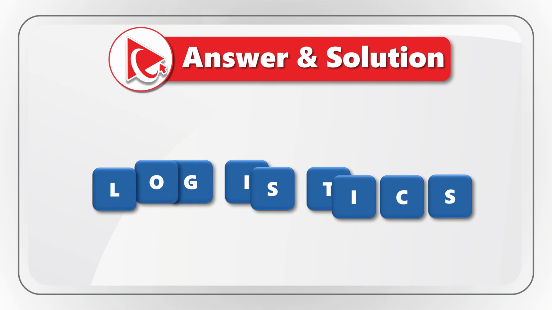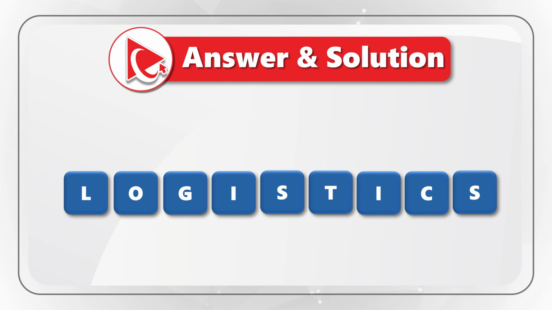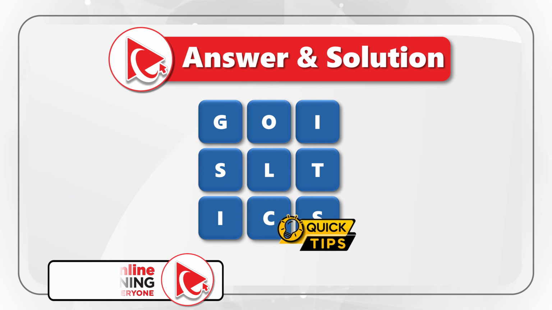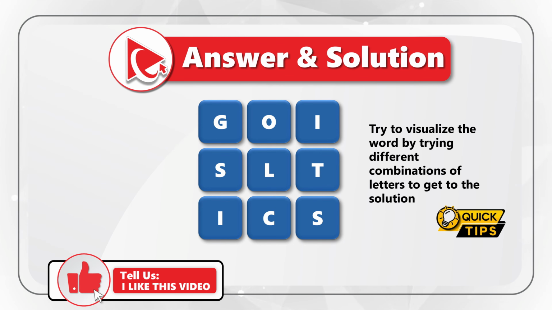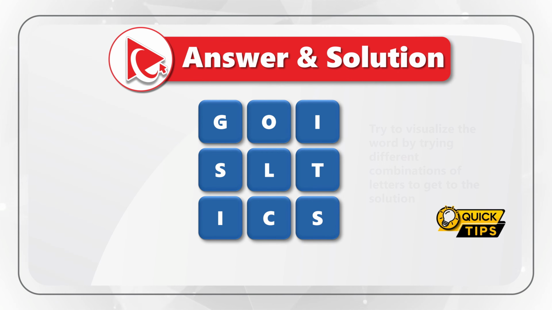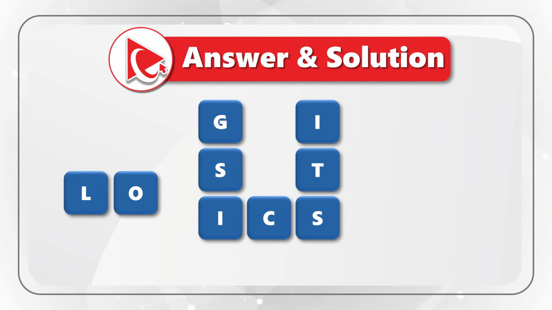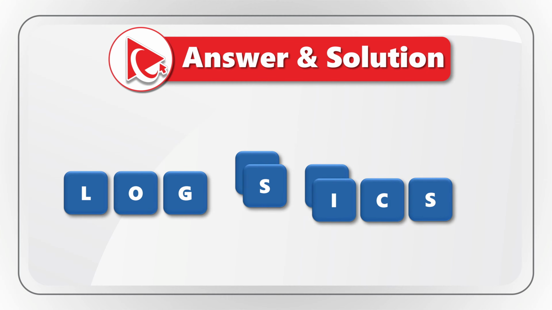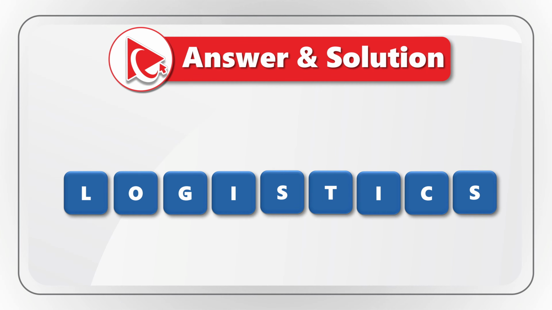The answer is logistics. The word is spelled L-O-G-I-S-T-I-C-S. To get better at solving these types of challenges, try to visualize the word and try different combinations. For example, if you look at the original 9 letters, you will see that if we start from the middle, you can start building the word L-O-G, and then you build the remainder of the word to get to the correct answer.